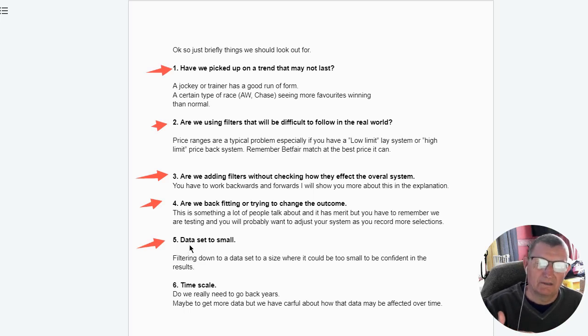And so that goes to my next thing, which is really time scale. How far back do we go when we talk about generating a system or creating a system or trying to figure out a system? Do we go back 1 year, 2 years, 5 years? Now, of course, most people want to go back further because they get more data. My argument is always, is that data still relevant? You know, courses evolve over time, jockeys change, trainers change the way they train.